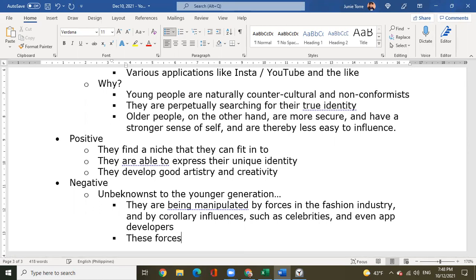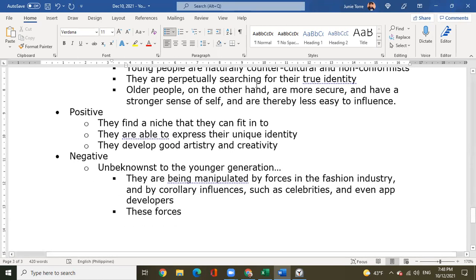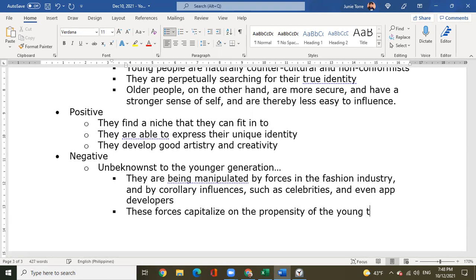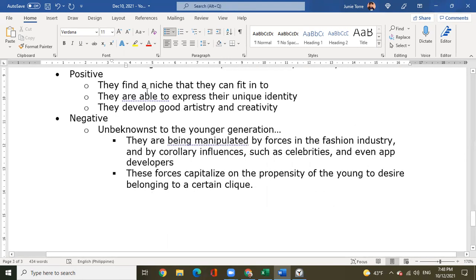These forces, I want to make sure I'm killing these arguments here, guys. These forces capitalize on the propensity of the young to desire belonging to a certain clique. There. All right. And then what about being able to express?